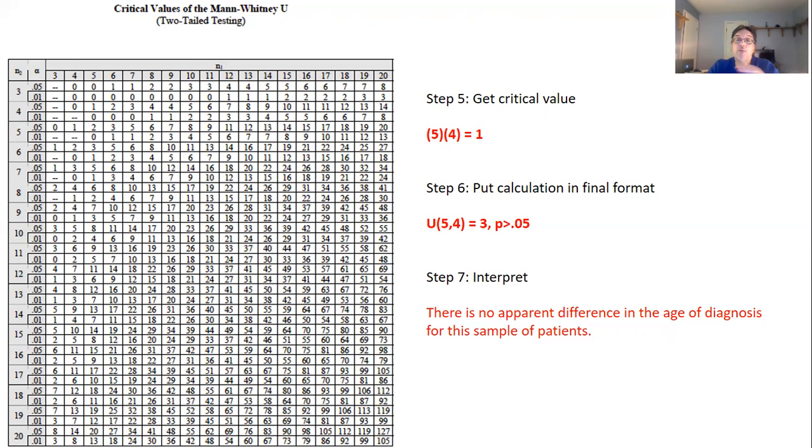So U with 5 and 4 is equal to 3. P is greater than 0.05. There is no apparent difference in the age of diagnosis for the sample of patients between the males and the females. Okay.